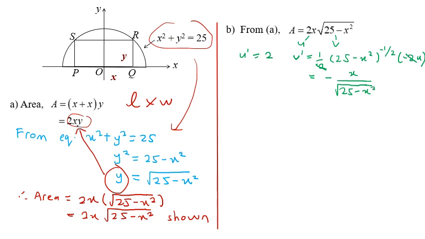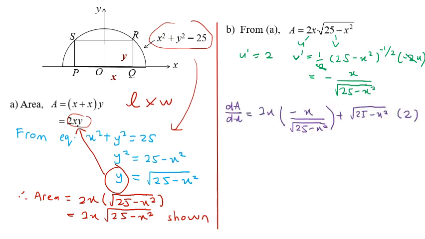So you know u is 2x, so u prime would be 2. And then square root of 25 minus x squared is v, so differentiating, v prime would be, as you can see, I already simplified, negative x over square root of 25 minus x squared. Right, so that's v prime. So with that, we can use the product rule. So dA/dx equals u v prime, okay, so we know this one is u, this one is v prime, plus v u prime, right?